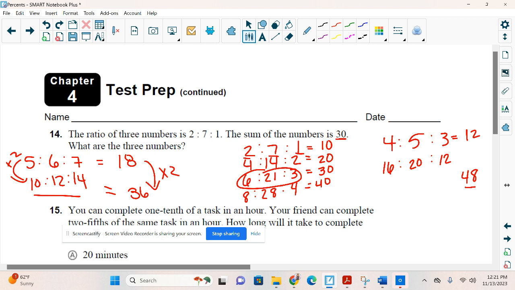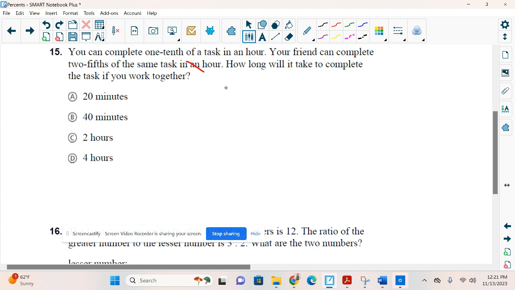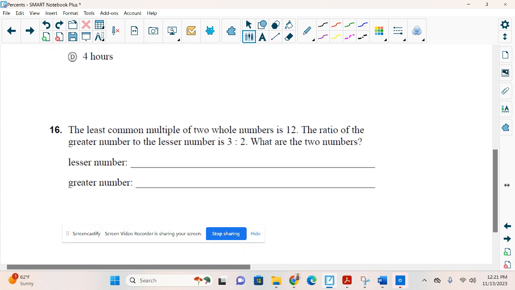So everybody kind of understand how we figured out those magic numbers? All right. Cross out 15. We're not doing that one. Cross out 16. We're not doing that one.